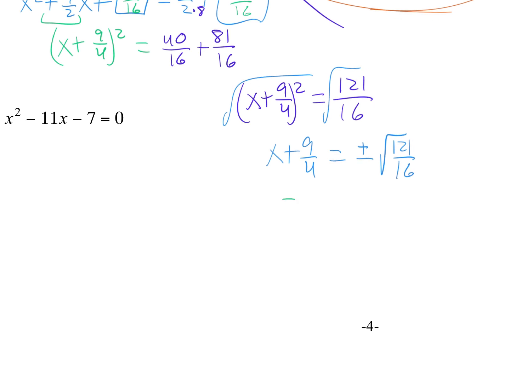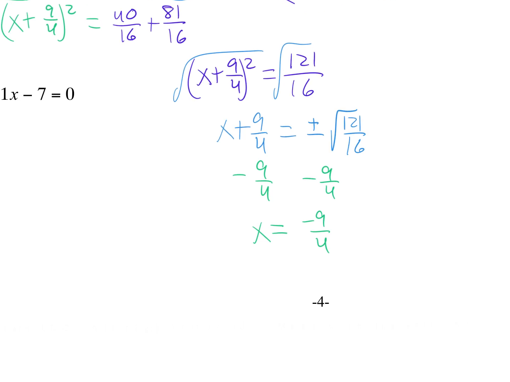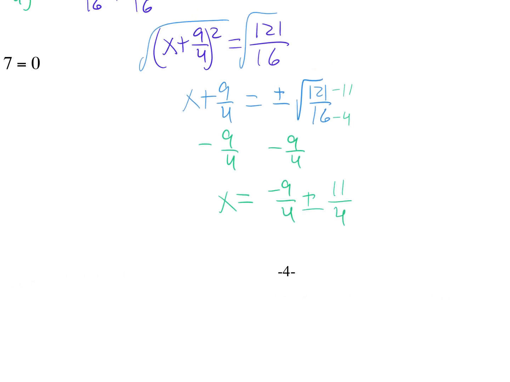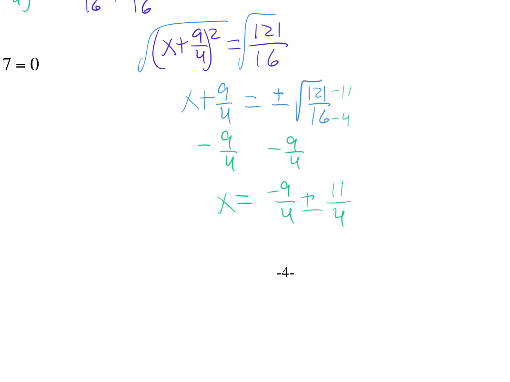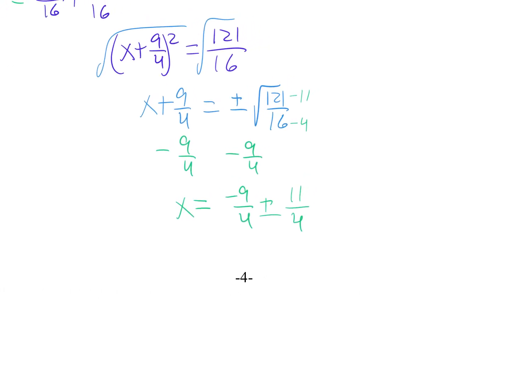Now, when we go to get our final answer, so minus 9 over 4 on both sides, we should get x equals negative 9 over 4 plus or minus square root of 121 is going to be 11, and square root of 16 is going to be 4. So plus or minus 11 over 4. All right, so we get this. We get rational numbers which can be simplified.